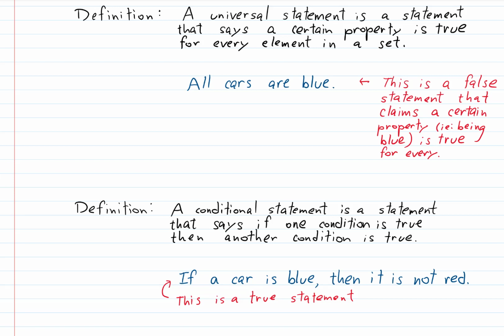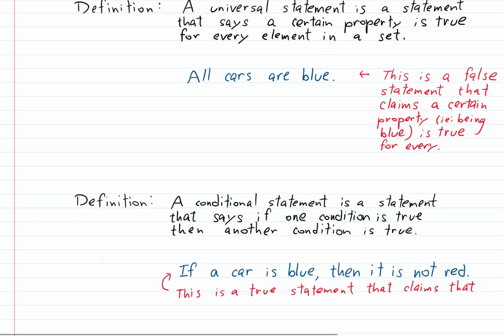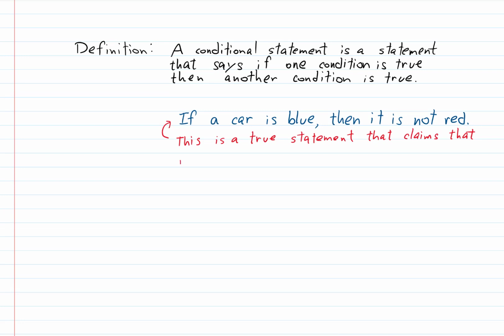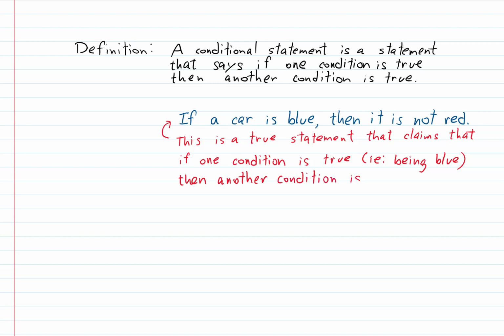So this is a true statement that claims that if one condition is true, and in this case, that's the condition of being blue, then another condition is true. And what's that other condition?